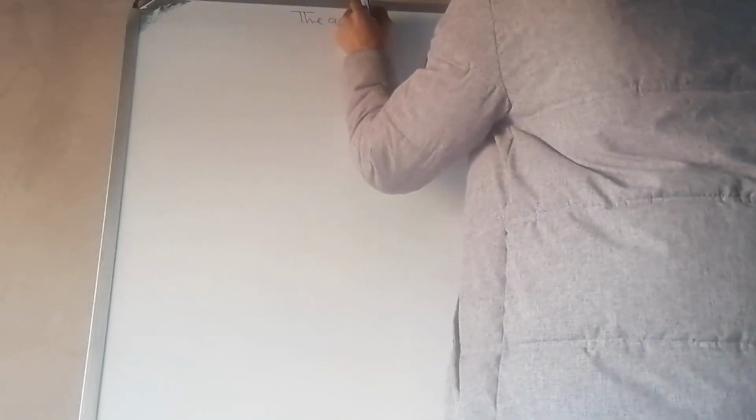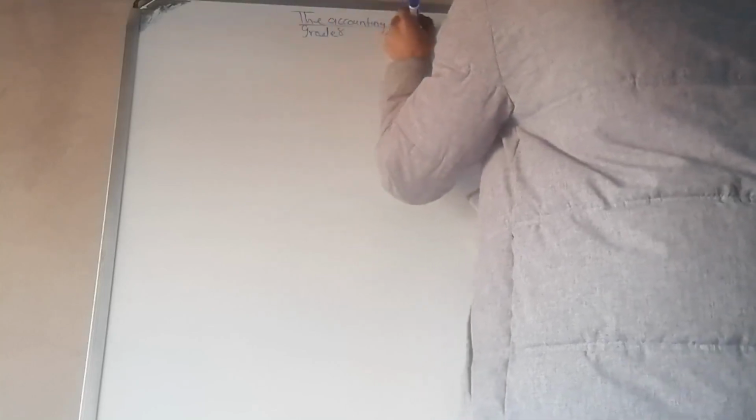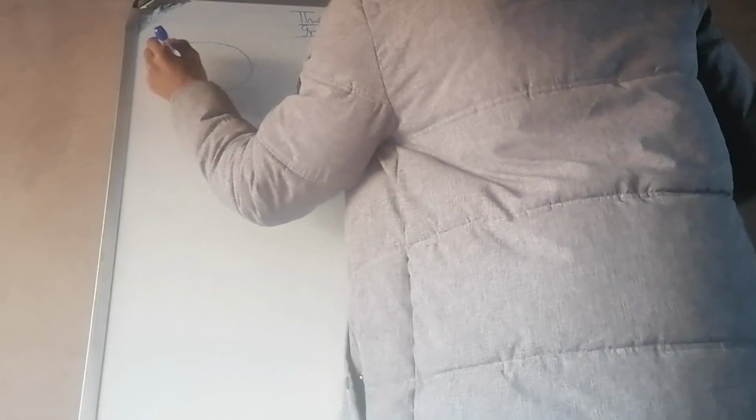Now, let us start with the accounting cycle, grade 8. Before the accounting cycle, there is a transaction that takes place. Let us draw it in terms of diagrams. Number 1, we have a transaction that takes place.